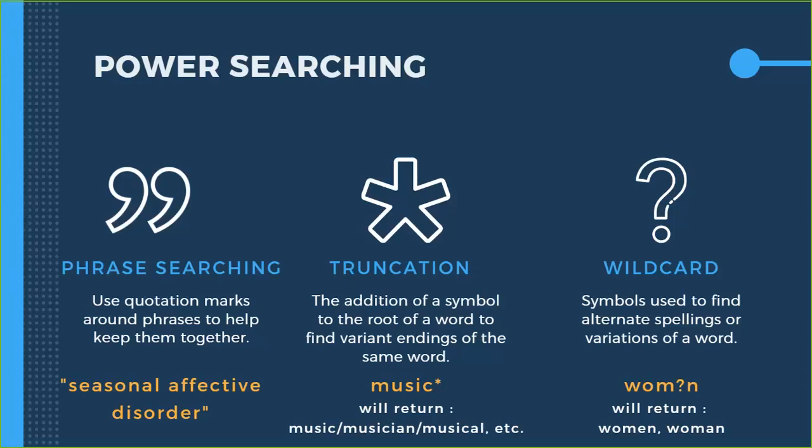Truncation. This is basically a symbol that you would add to the root of a word that would help you find different endings of that same word. My example here is music, but that can return musicals, musicians. It'll return music. It will return musicality. So you can use that when a word could have multiple endings. So hopefully that makes sense.